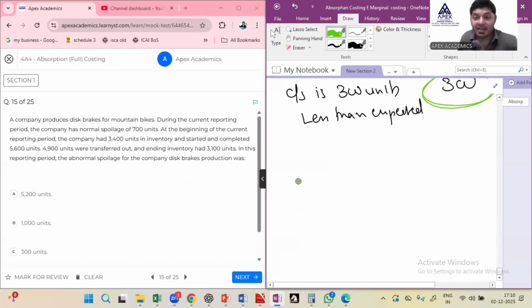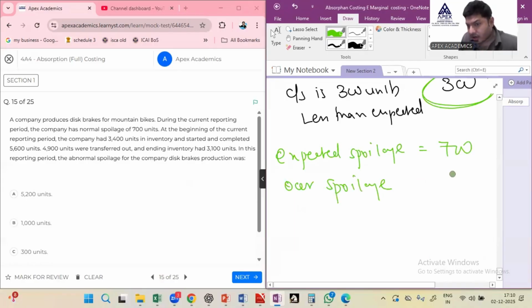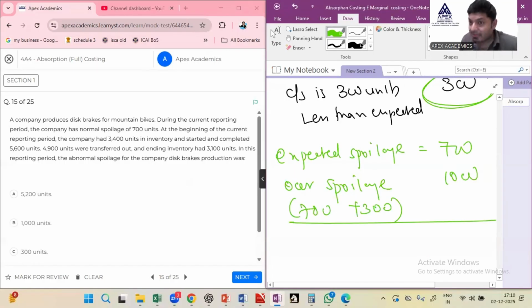Expected spoilage was how many units? It was 700. Sir, our spoilage is how much? Sir, our spoilage is 1,000. We did 700, and on top of that we did 300 more. Sir, this means how much extra spoilage did we do?